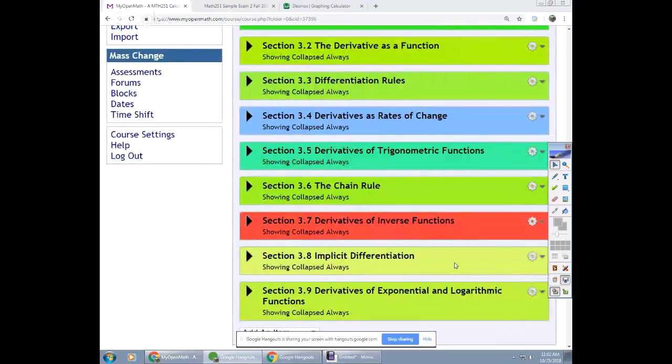And here we go. So chapter 3 is where we're at. We finished up trig functions the other day. We started the chain rule. We're going to work more on the chain rule today. We'll talk about inverse functions tomorrow. Move on to something else called implicit differentiation, exponents and logarithms, and then we take our test at the end of next week. All right, so we got this.